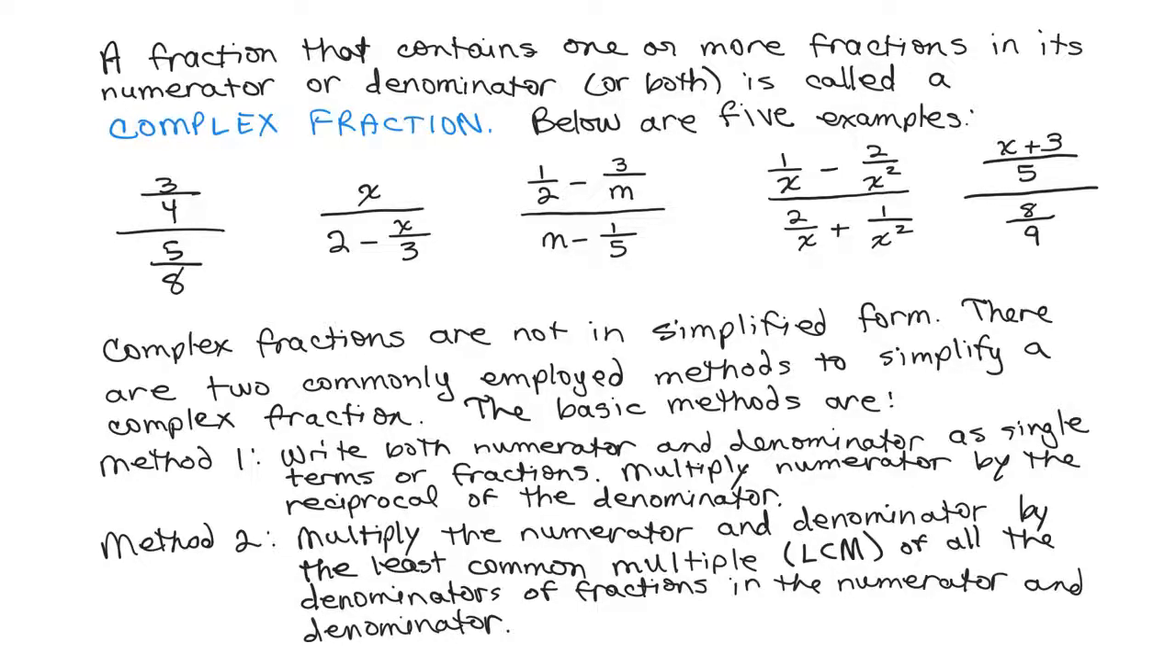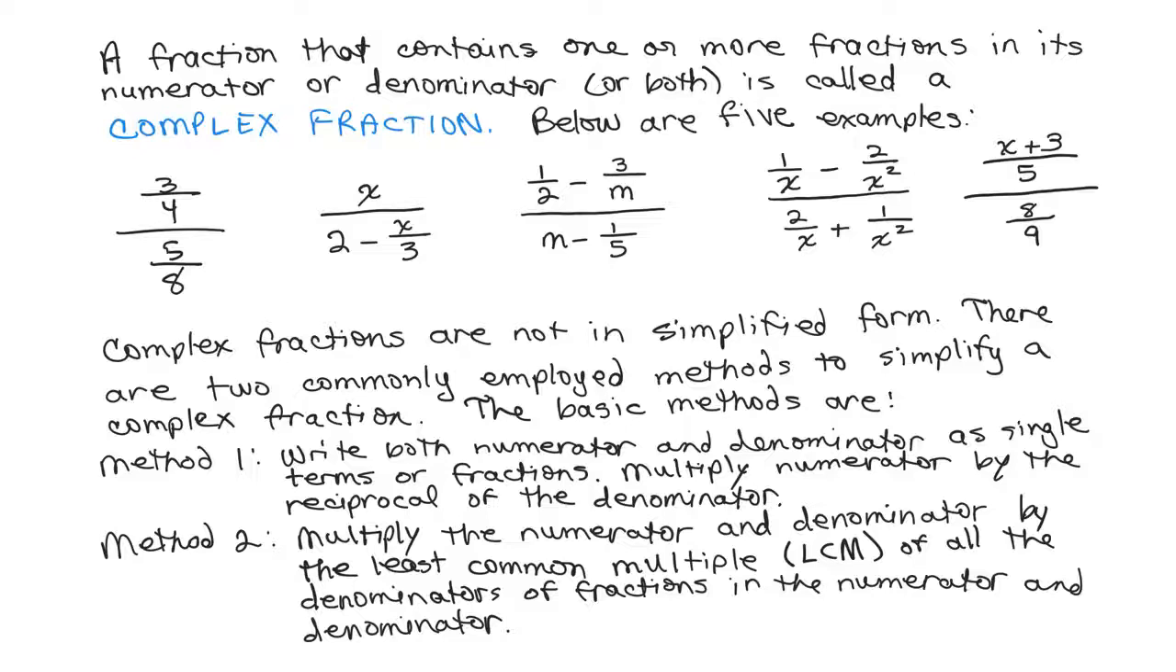A fraction that contains one or more fractions in either its numerator or denominator or both is called a complex fraction. Below are 5 examples of complex fractions. Complex fractions are not in simplified form, and there are 2 common methods for simplifying a complex fraction.